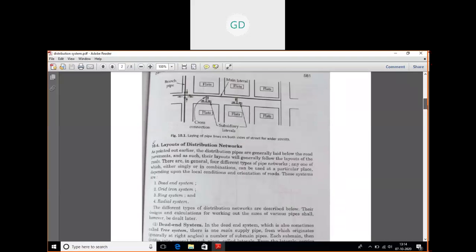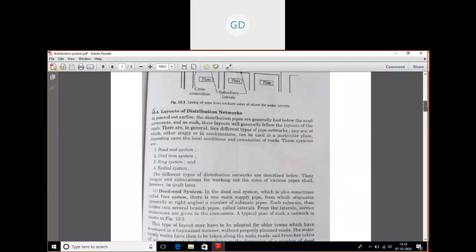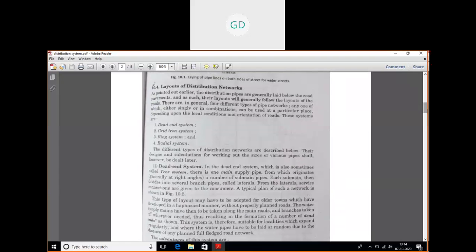Okay. So now we need to talk about the layouts of a distribution system. So what are the layouts basically? Okay, just give me a minute. I need to charge my laptop. Just wait.